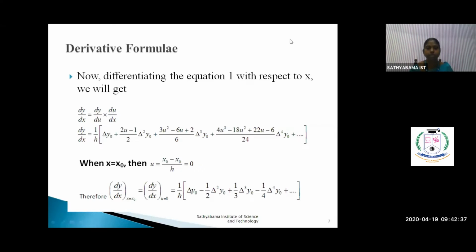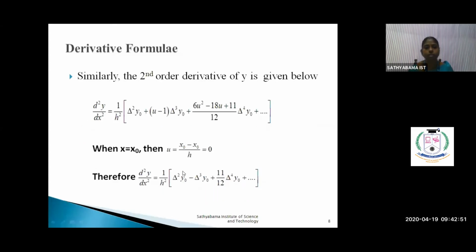If x is near the beginning, I can use this first formula. If x is exactly x naught, it means u equal to 0, and I can use this second formula. Note down, so we have seen two formulas so far for the first order derivative.